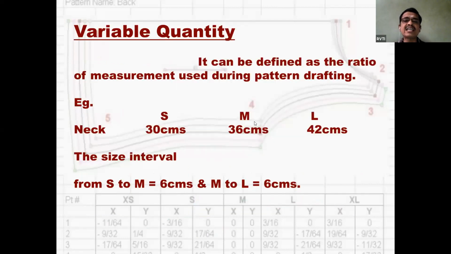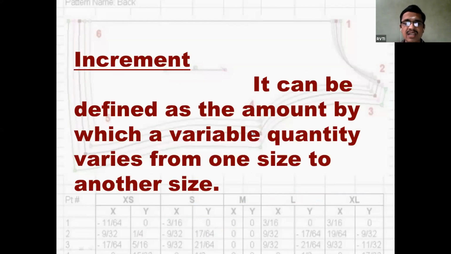See, again we'll see the increment. It can be defined as the amount by which a variable quantity varies from one size to another size. Variable quantity means the ratio of the measurement that we are going to apply from one size to another size. The difference between the variable quantities is known as increment. So you have to understand these two terms first. These two terms are the basic thing of pattern grading. You have to understand what you mean by increment. You have to understand what you mean by size interval.